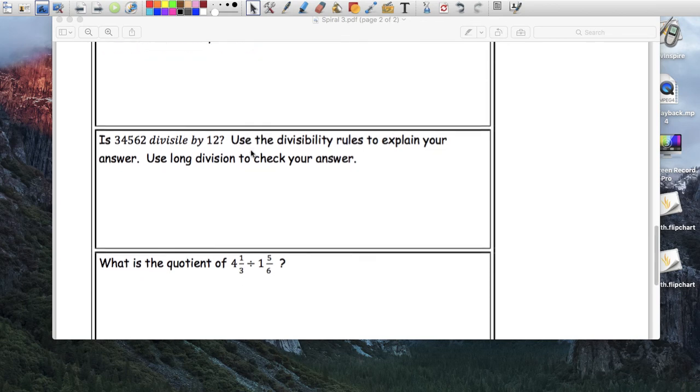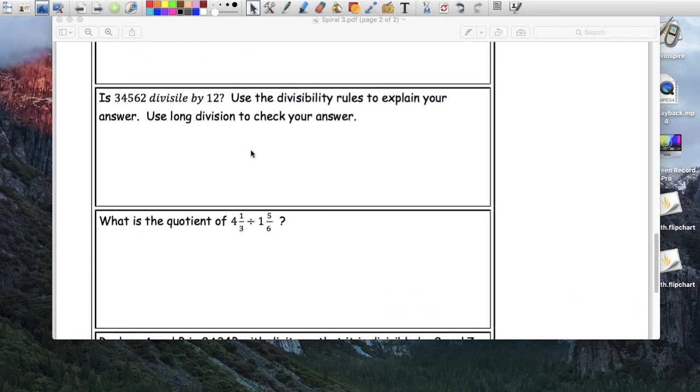Is 34562 divisible by 12? No idea. Use the divisibility rules to explain your answer well. The divisibility rule for 12 says that if it works for 3 and 4, it will also work for 12, because another way of thinking of 12 is as 3 and 4. So let's check. Is it divisible by 3?